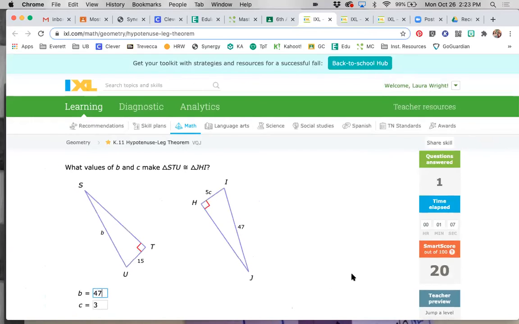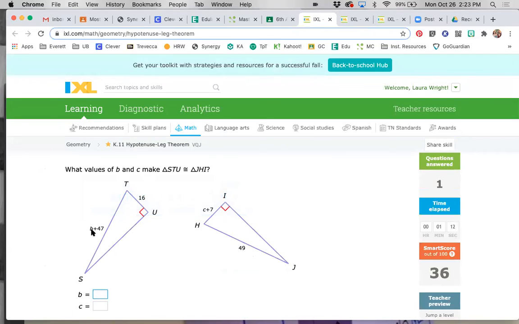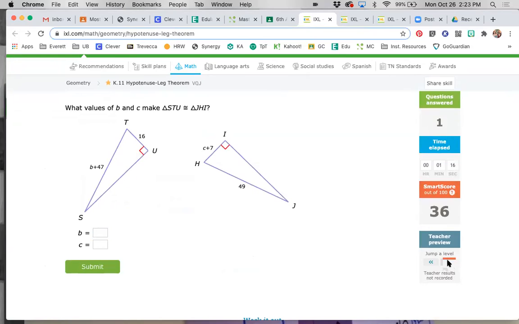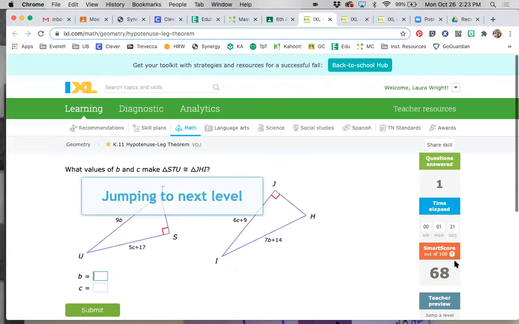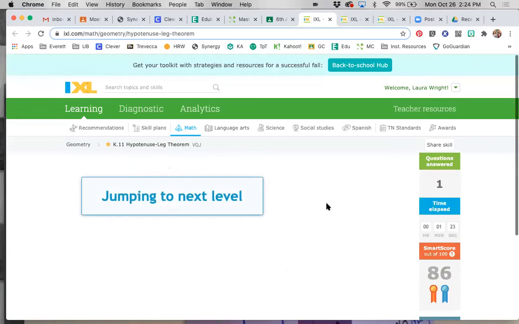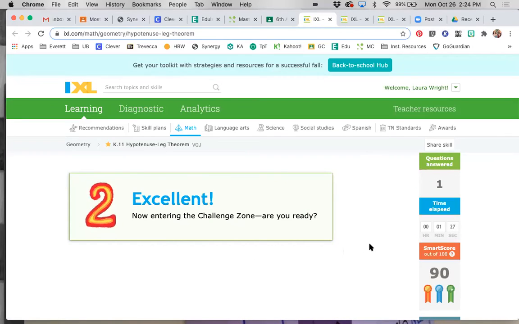Now, I'm going to go ahead and skip up to the highest level. Notice you just have some, you know, B plus 47, C plus 7. It's not super hard. I think this is the last. No, it's really pretty much the same thing. The equations just get a little more involved as you go up.